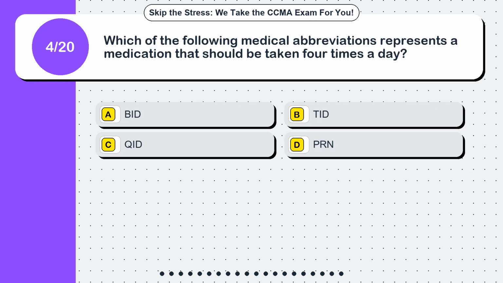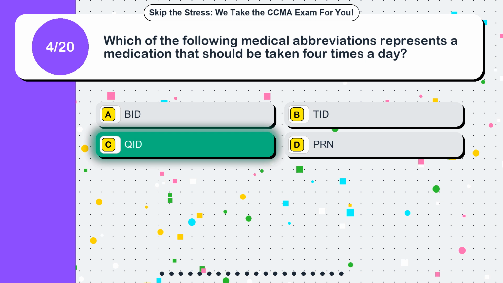Question 4. Which of the following medical abbreviations represents a medication that should be taken 4 times a day? Option A. BID. Option B. TID. Option C. QID. Option D. PRN. The correct answer is option C.